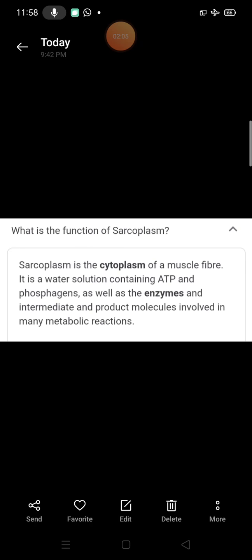What is the function of sarcoplasm? Sarcoplasm is the cytoplasm of a muscle fiber. It is a water solution containing ATP and phosphogens, as well as the enzymes and intermediate and product molecules involved in many metabolic reactions.